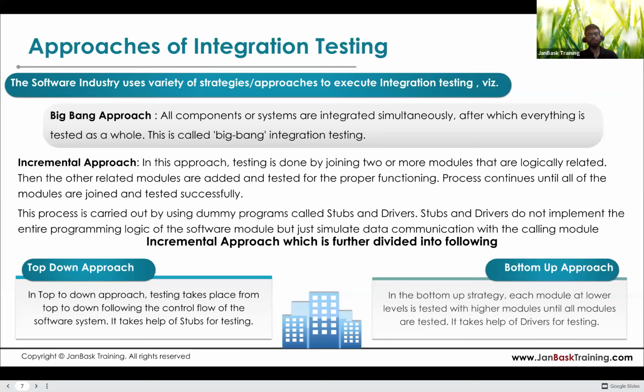So now we'll use a driver which will be acting as module 2, right? Because the lower level module is ready, the higher level module is not ready. So to test module 6, we'll use a driver which will act as module 2.